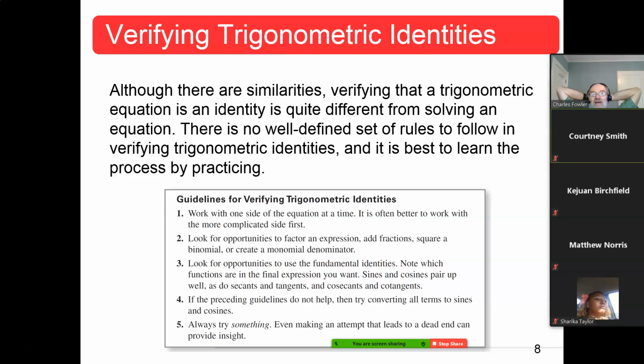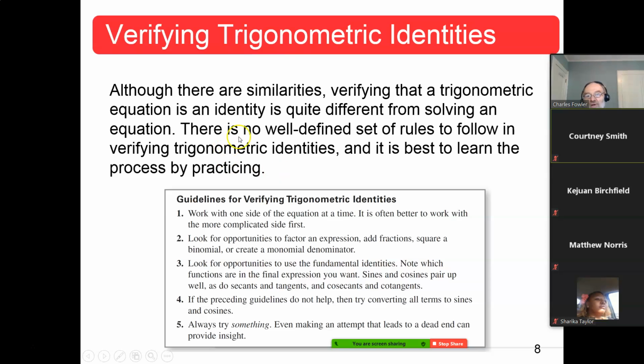What we do when we're verifying identities is this. When you're solving an equation, you usually move everything that's not your variable onto the other side. That's how you solve the equation. When you're verifying an identity, you never cross the equal sign. Never. Do not cross the equal sign. Simplify one side, simplify the other side, but never cross the equal sign. When you're solving an equation, you're always crossing the equal sign. In verifying an identity, do not cross the equal sign.